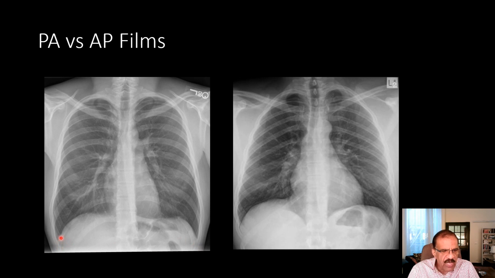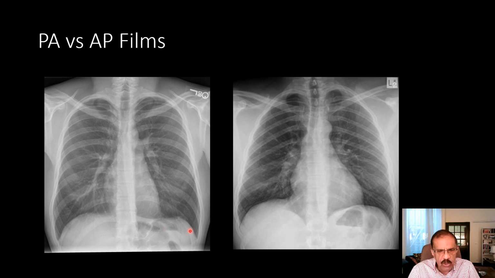Then you can trace the diaphragm. This is the right hemidiaphragm, and this is the left hemidiaphragm. Normally, the right hemidiaphragm is slightly at a higher level because of the presence of the liver underneath. And the second difference is that the right hemidiaphragm usually casts a uniformly dense shadow.